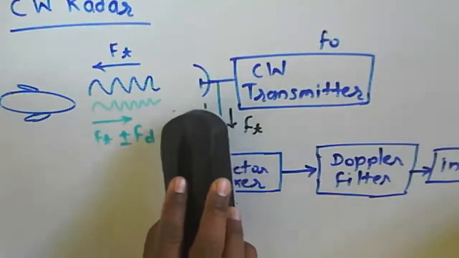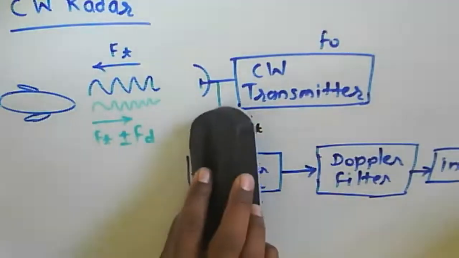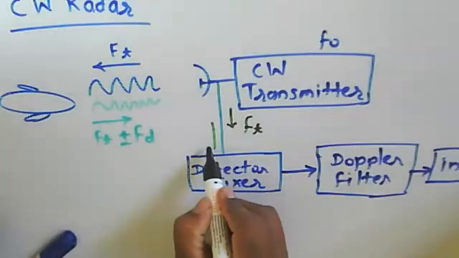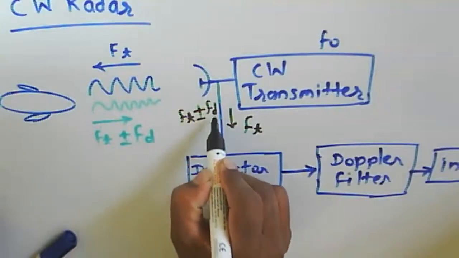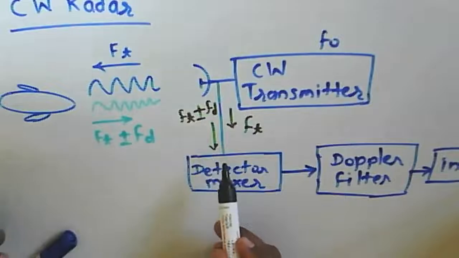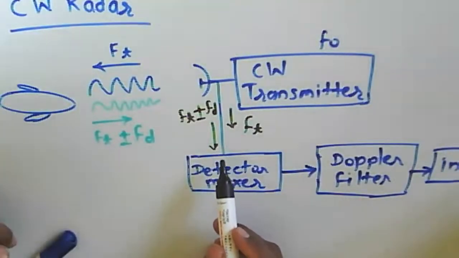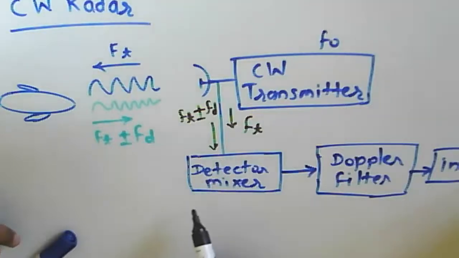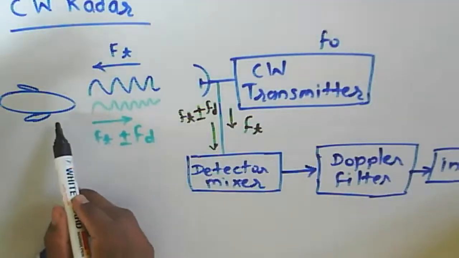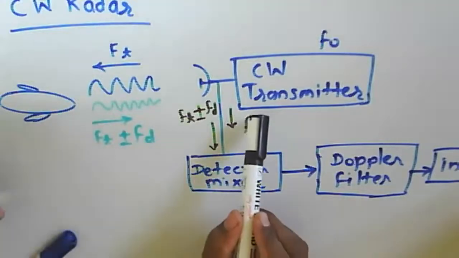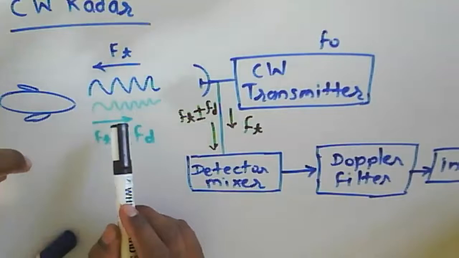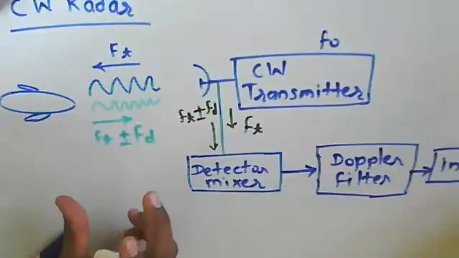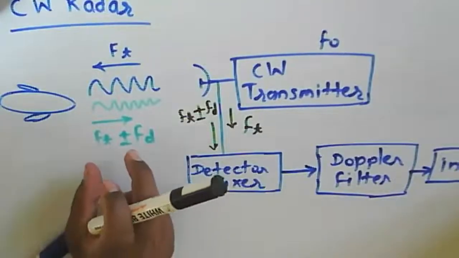If you are not able to see it clearly, I'll rewrite it here. So we are getting the signal that will be ft plus or minus fd. That plus sign indicates that the object or target is nearer to the radar here. Minus sign means it goes away from the radar. Means there is a change in the frequency. If the frequency increases, that means ft plus fd, the frequency increases there.